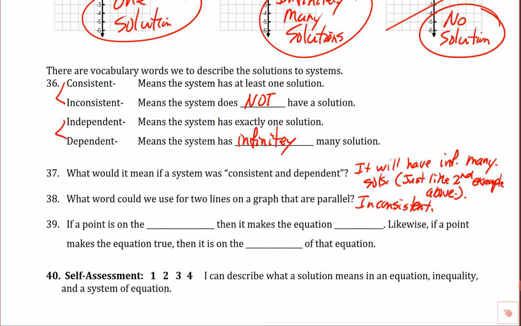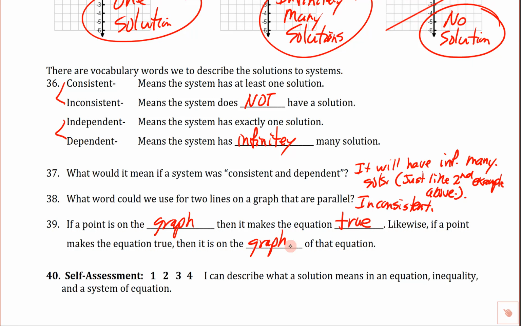And last problem right here, and then you can do this little self-assessment. If a point is on the blank, then it makes the equation blank. Likewise, if a point makes the equation true, then it is on the blank. Well, if a point is on the graph, then it makes the equation true. And if a point makes the equation true, then it's going to be on the graph. Okay, those two things go hand in hand. That's something that people will often forget. They'll get stuck on a problem and they'll just basically forget, oh gosh, that point is on the graph. It's got to make the equation true.